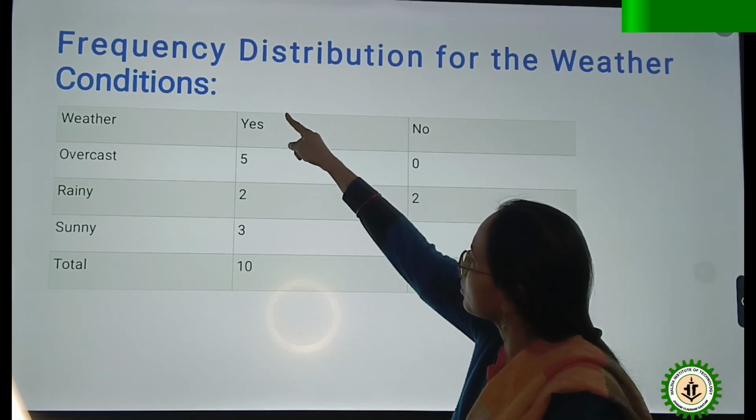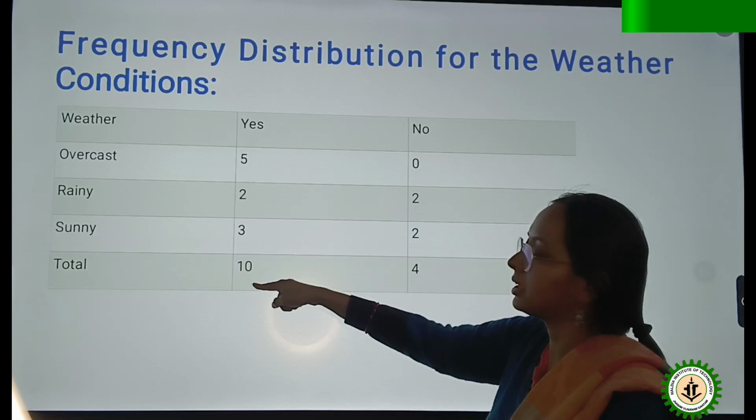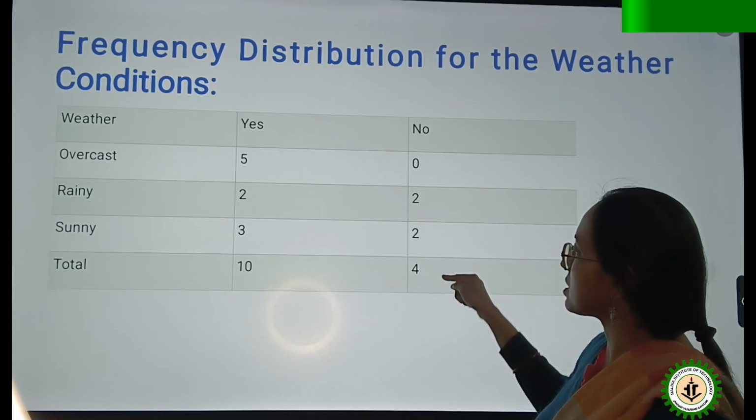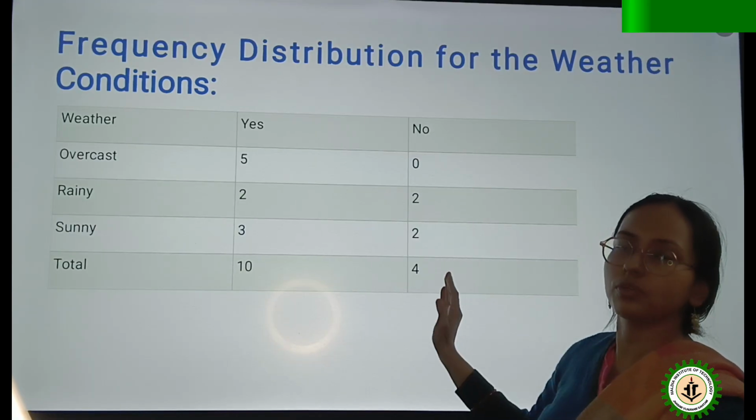Also, as you can see, the total number of yes records is 10, which is 5 plus 2 plus 3, gives you 10, and you have 2 plus 2, which is 4. This falls under the no category.